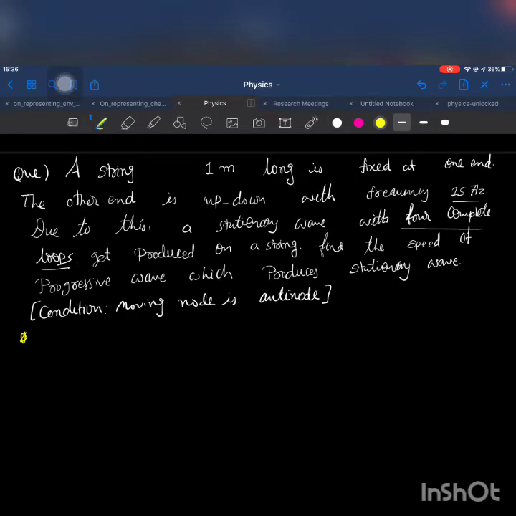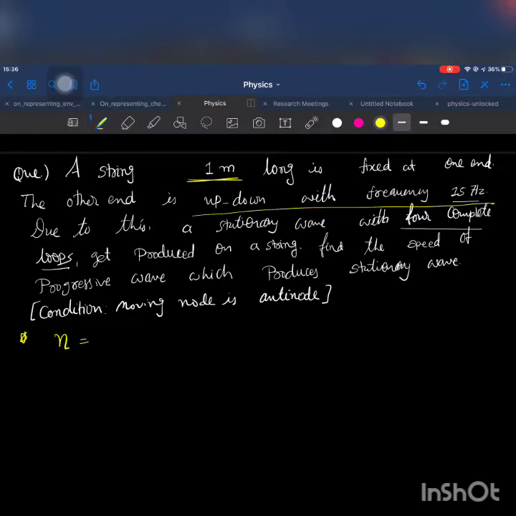So the question is: a string is 1 meter long and fixed at one end, and the other end is moved up and down with a frequency of 15 hertz. So what is happening basically is that there is a string, and from one side you are applying a force up and down, and that frequency of moving it up and down is 15 hertz.